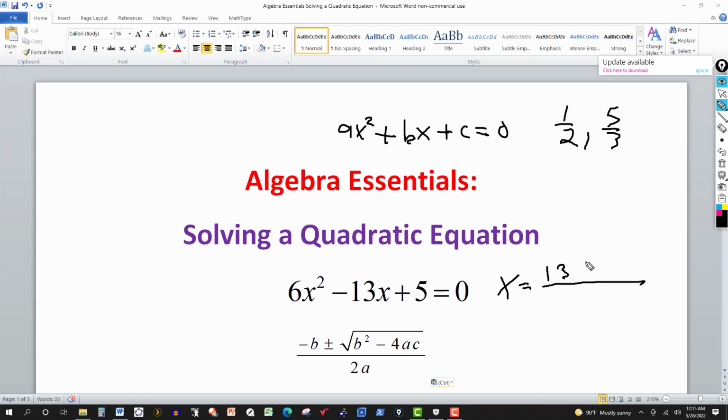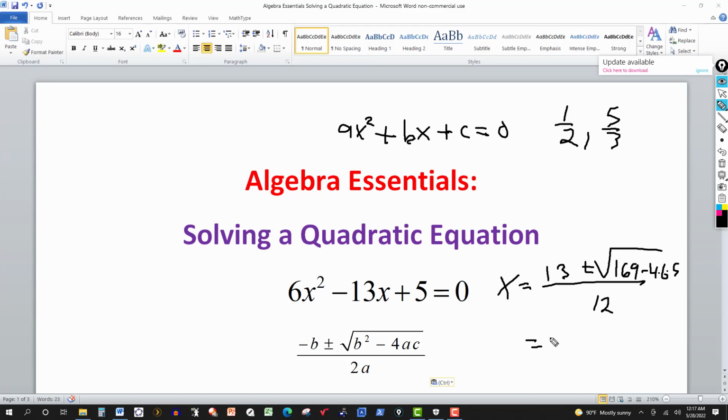And then it's plus or minus the square root of b squared. B is negative 13, so that's parentheses on the negative 13, and you square it, that's 169. And then it's minus 4 times A is 6, times C is 5, and that's over 2 times A is 6, that's 12. And 4 times 6 times 5, that's 120, so 169 minus 120 is 49.